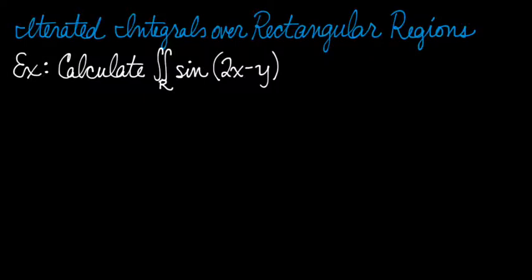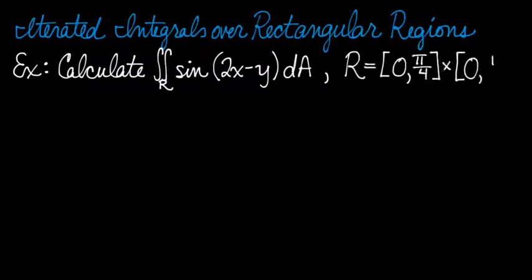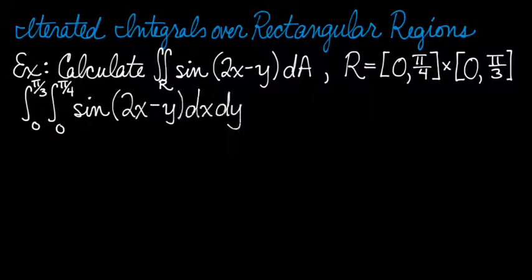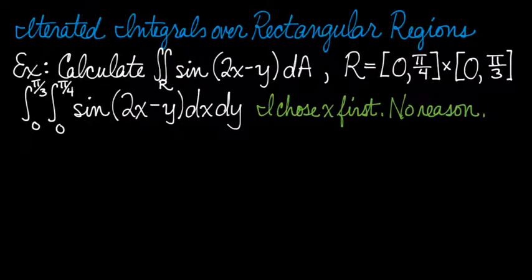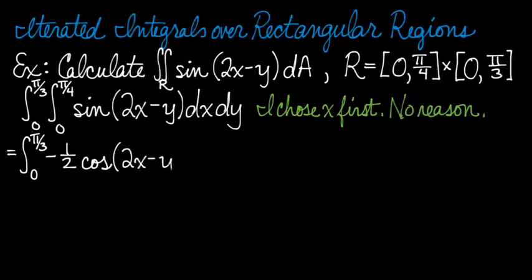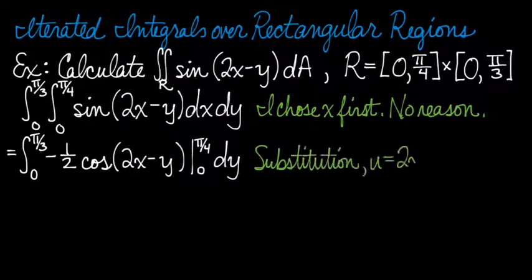So here's an example. I want to compute this double integral, and I have this rectangular region. So my first step will be to express this double integral as an iterated integral. And for no particular reason, I am choosing to integrate with respect to x first. I don't think either way is going to be easier. The next step is to find the antiderivative. Now, it's the antiderivative with respect to x, and because there's something complicated inside of the sine function, I need to do a substitution, u equals 2x minus y.